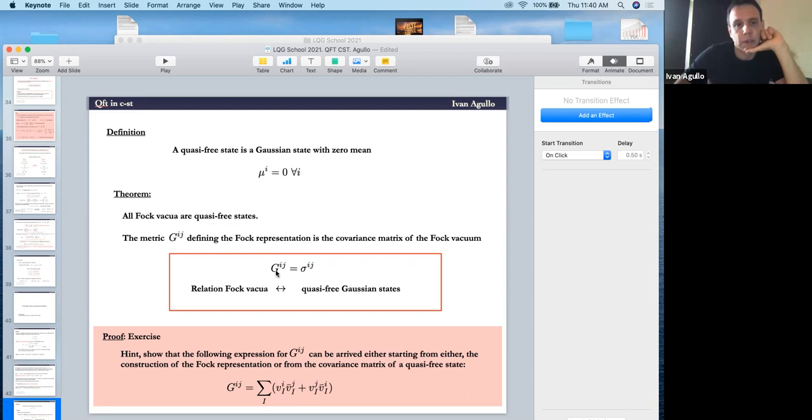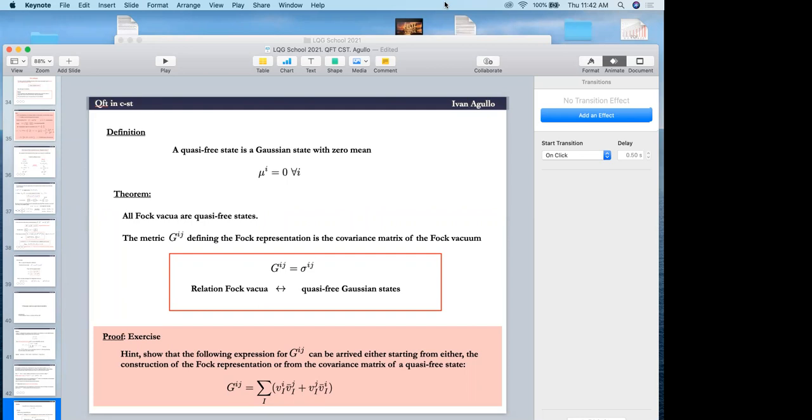Just needs to be a pure, I didn't mention it, but it was implicit. It was a pure Gaussian quasi-free state. I don't know if I have answered your question. I think I did. I have to think about it, but I think, thank you.